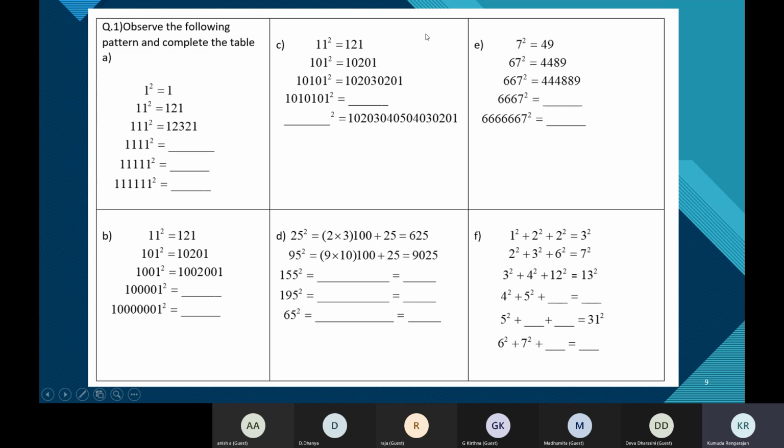We've done A, B, and C. I'll share this. So the homework which I thought I had shared, but I didn't, that also you'll have to complete. Plus this one. Take a screenshot, children. Plus this one. Or take a photo using another mobile phone. Complete this.